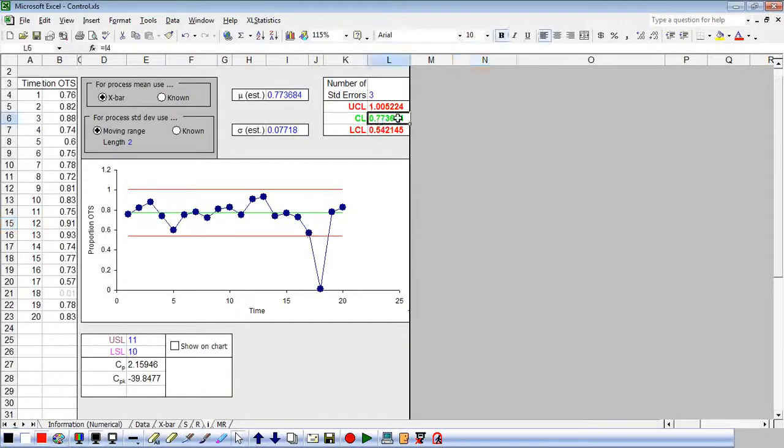It doesn't necessarily mean that's a good process because, look, it's still 23% bad. 77% good means it's 23% bad. Most processes can't afford to be that bad. So this does say it's a stable process, but it doesn't say it's a good process. I want to be clear on that.